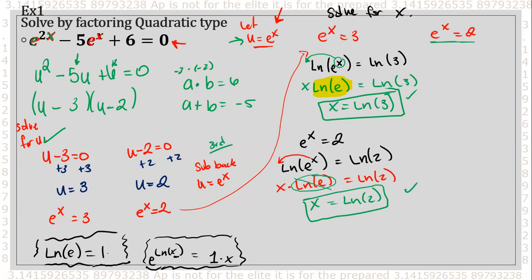keep in mind these two properties. And from there, last but not least, we went ahead and solved for our x. And then we just checked that they were real solutions because we can find an answer for ln of 3 and we can find an answer for ln of 2. So far it's not that bad. Let's go ahead and try another example.